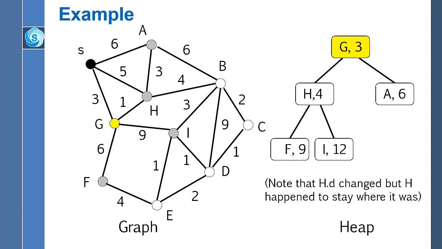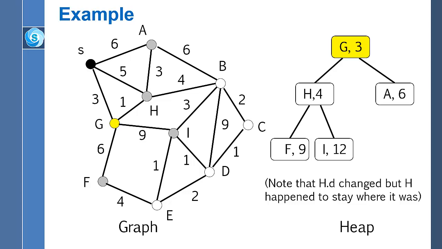Since this is a shorter path, we have to change H dot little d. H dot little d used to be 5, but now we have to set it equal to 4. And at the same time, we have to change H dot little pi equal to G to reflect the fact that the shortest known path from S to H goes through G immediately before arriving at H. So H dot little d is now 4, and H dot little pi is equal to G.